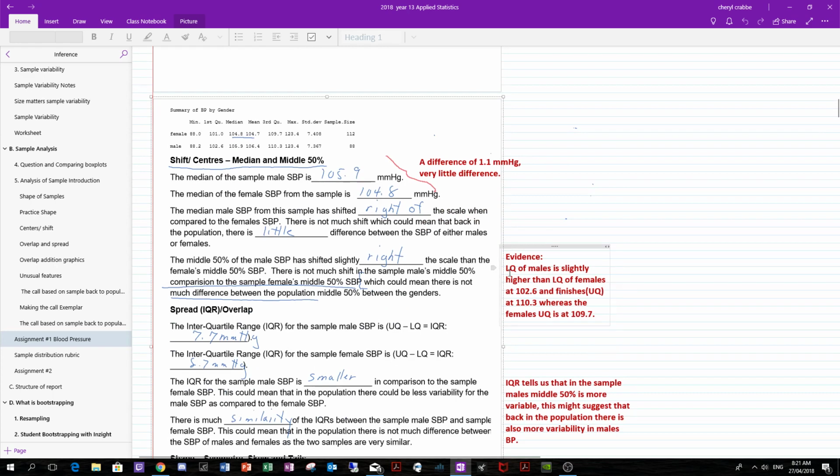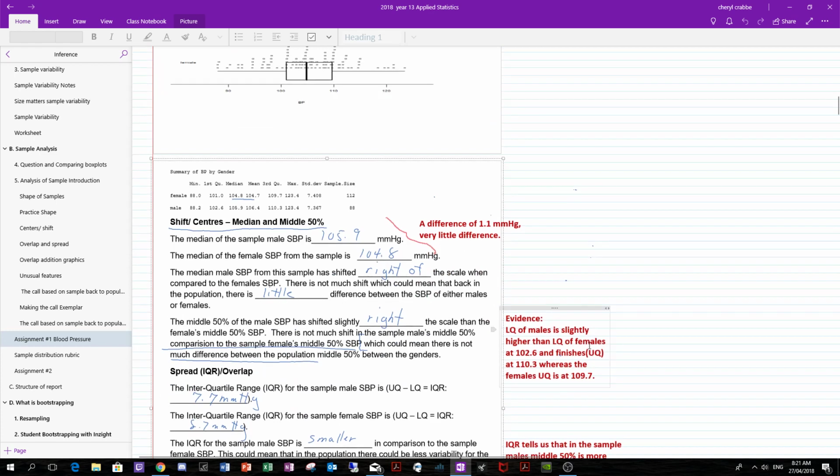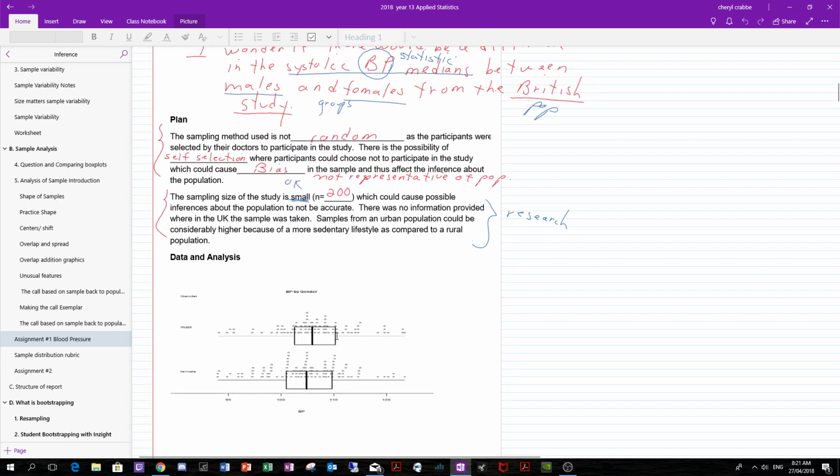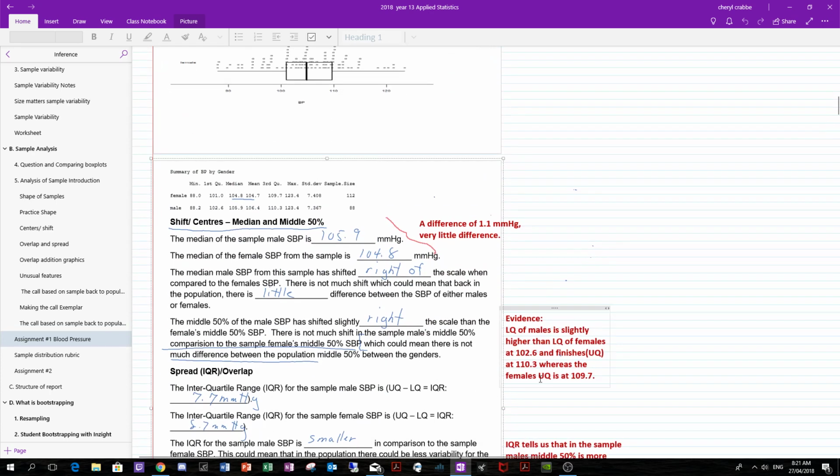So the lower quartile of the males is slightly higher than the lower quartile of the females. I actually use a number, and I get this from here. The lower quartile of the males is 102.6 and the upper quartile is 110.3, in comparison to 109.7. So that shows me there's some evidence around that shift.